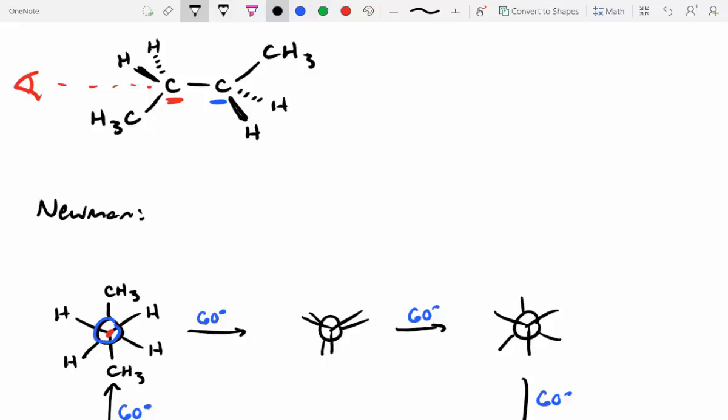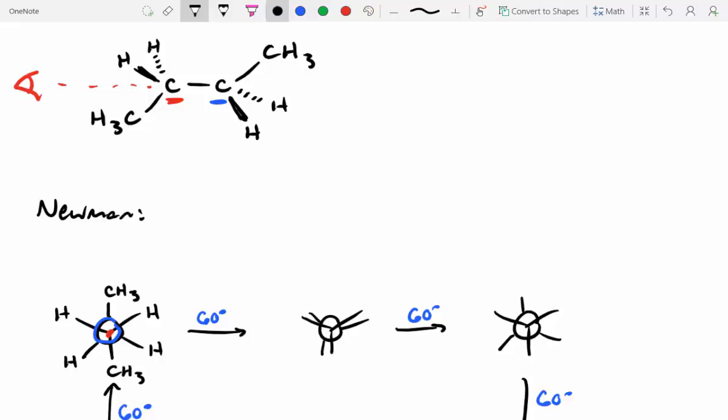So let's look at this with our model kit again. I'll go up to the screen. I've got my CH3 up in the back, and the CH3 pointing down on the left. All I'm doing is spinning this around. Now this CH3 in the back is sticking straight up, and the one in the front is sticking straight down.